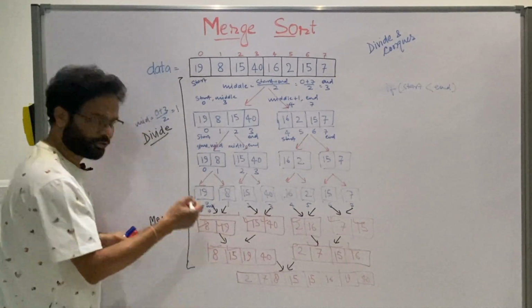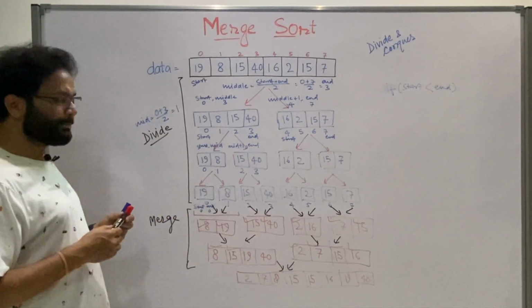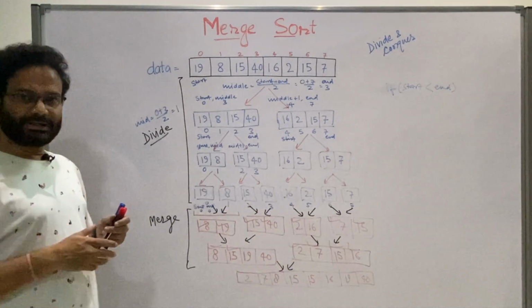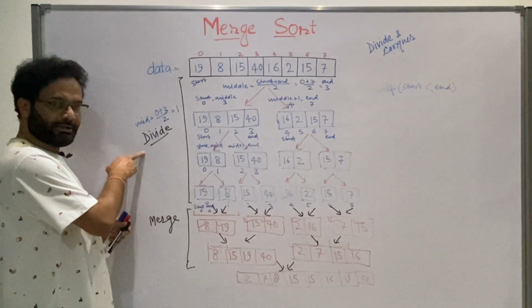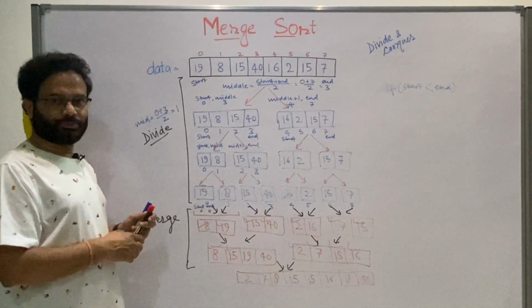right? And the conquer part. So you have to write the recursive method. In that recursive method, we will have the divide and we will have the merge also, right?